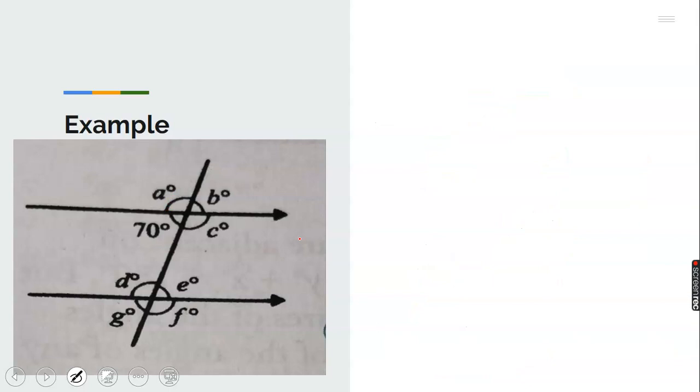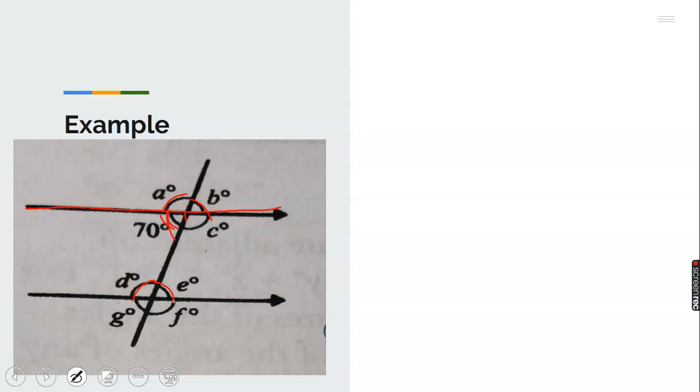Now, example. 70, you can see we have different properties here. We have angles meeting at a point, like this middle point. Then we have vertically opposite angles. Then we have angles on a straight line. Then we have corresponding angles. You can see that A is corresponding to D. Then we also have alternate angles like this place and this place. That is 70 is also alternate to E.